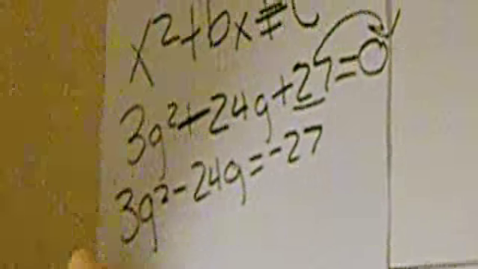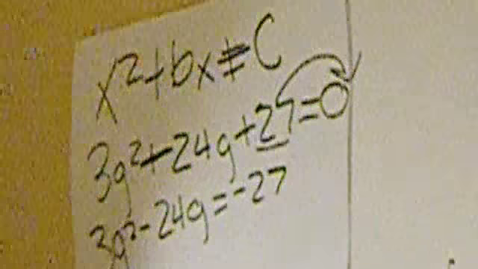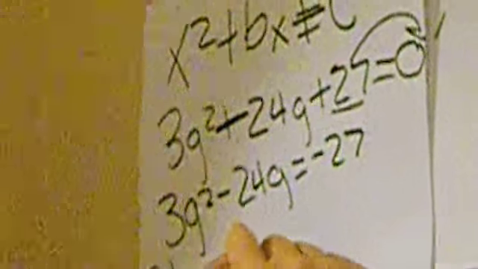By doing inverse operations on the number without the variable, this number needs to go over here by subtracting it. What's next? Step 2 is to divide everything.